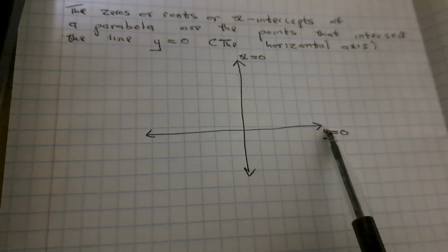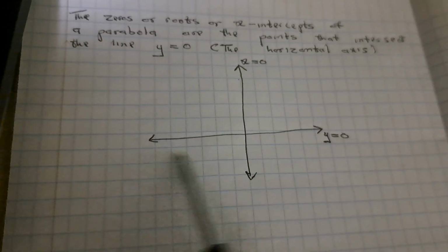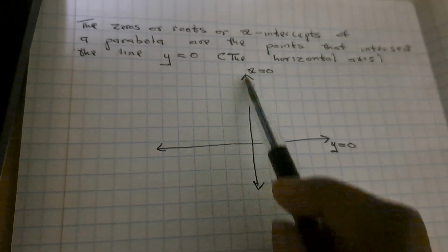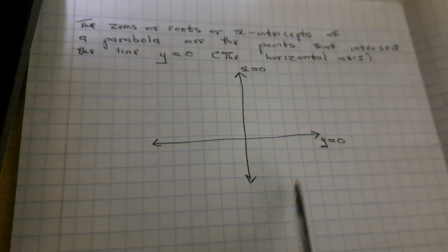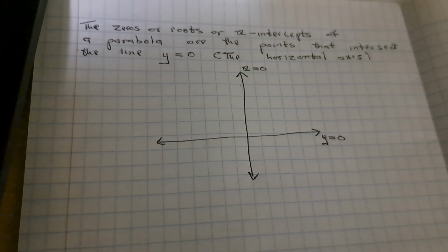We're not talking about the vertical line. The vertical line is actually x is equal to 0. That's what it's called. Let's move on to the question.